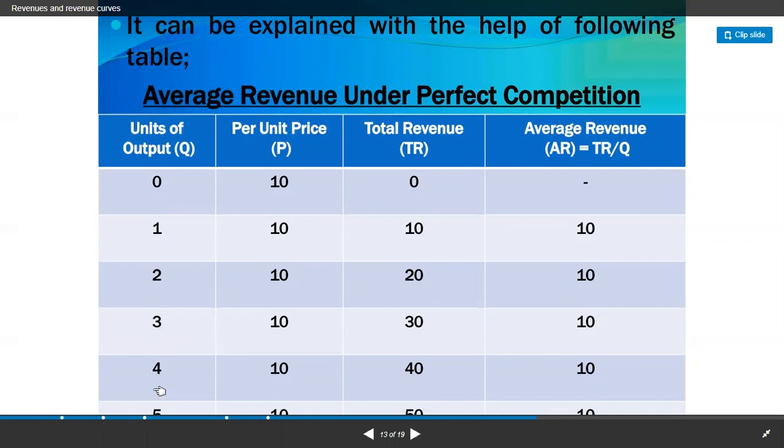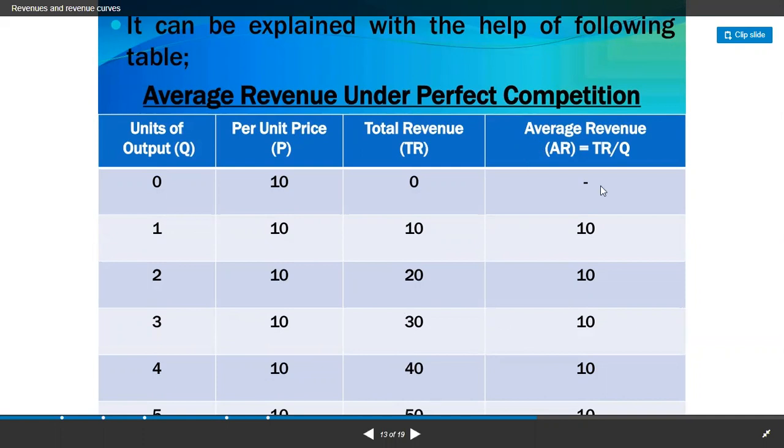Units 0, 1, 2, 3, 4, 5. What is the price? 10, 10, 10, 10, 10. Total revenue, by multiplication of the quantity and the price we can get the total revenue. Here 10 into 1 equals 10. 10 into 2 equals 20. 10 into 3 equals 30. 10 into 4 equals 40. 10 into 5 equals 50.